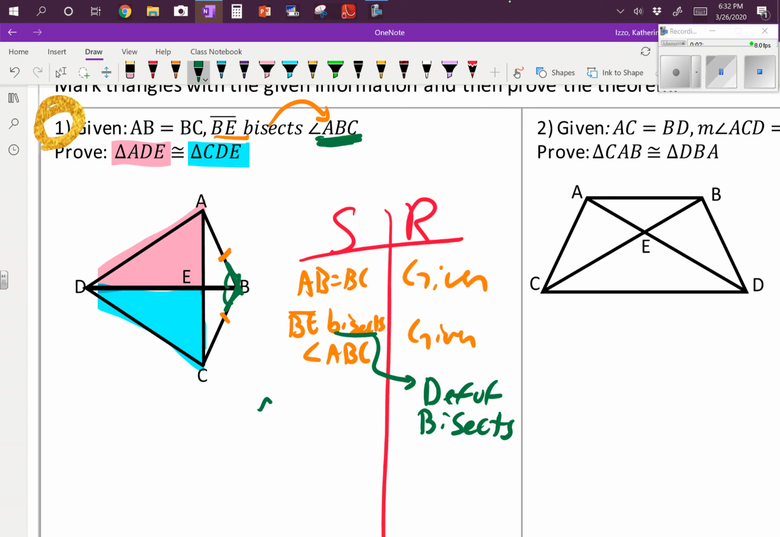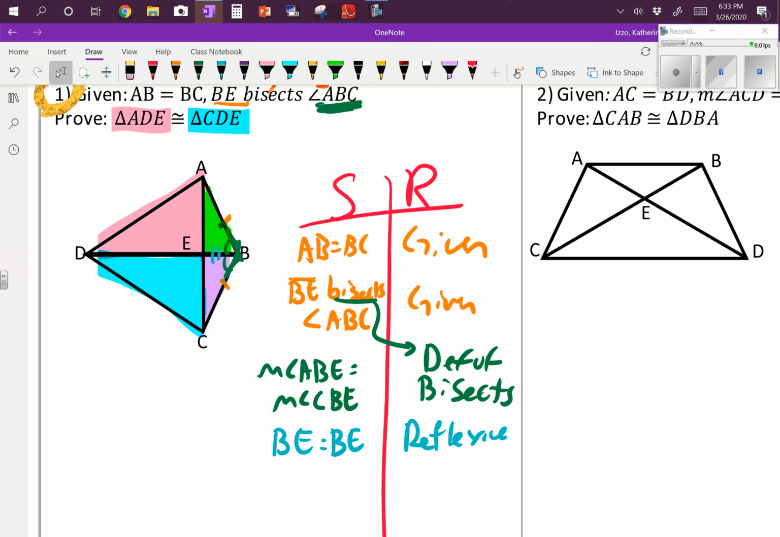So that becomes measure angle ABE and measure angle CBE. So we are now done with our givens. And as you recall, we've got pink and we've got blue, and my givens are nowhere near the pink and the blue. They are near the green and the purple. So let's fill in the green and the purple. And really all we need left for the green and the purple is that beautiful reflexive side. BE is equal to BE by reflexive.